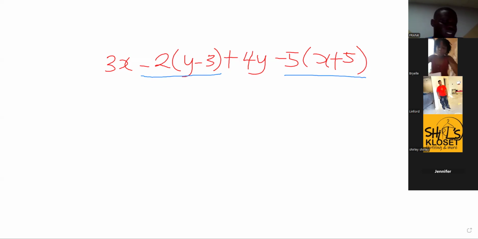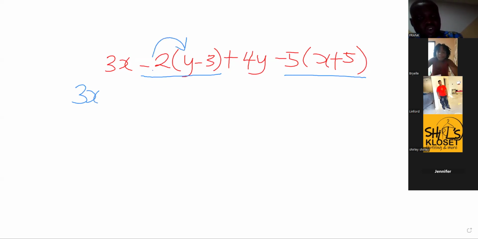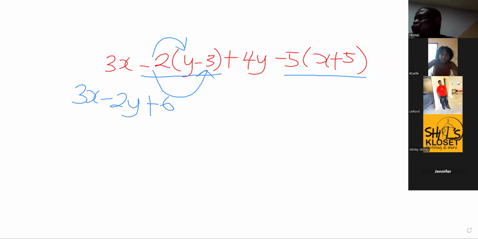So in doing the multiplication, we leave this 3x, it is a term on its own. Then now, don't forget, use negative 2 to multiply each of what is in the bracket. So negative 2 times y is what? Negative 2y. What's negative 2 times negative 3? 6. Very good. So we are done with the second term. So now the third term is still 4y, so that we can't touch. There is no multiplication.